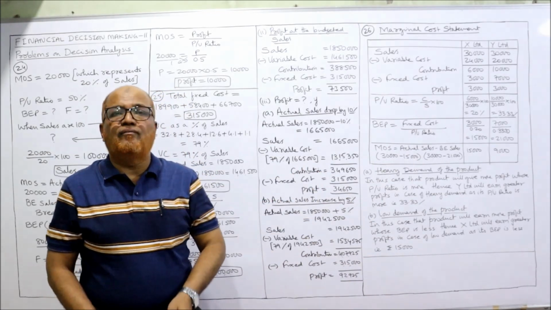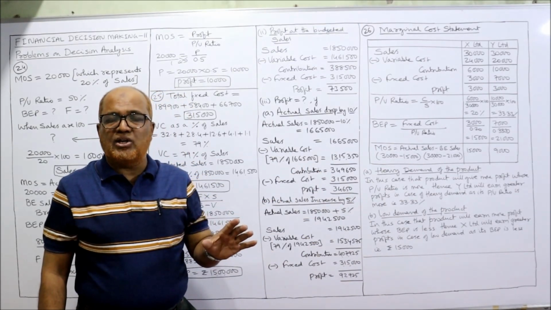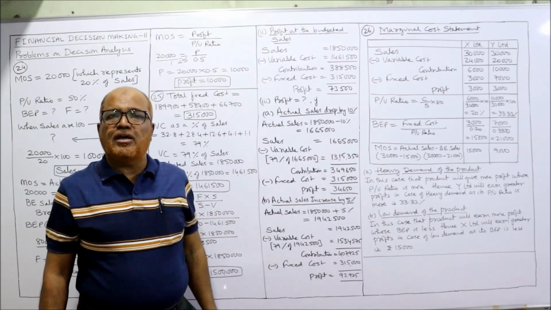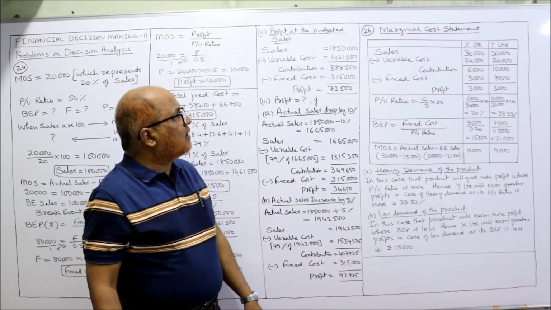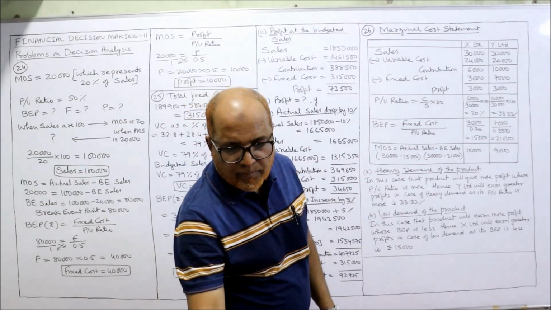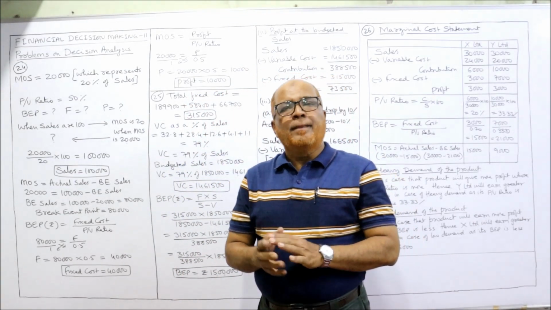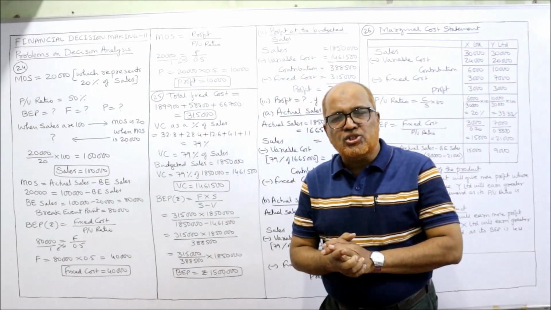So these problems are very, very important from examination point of view. These are decision making problems. So far we have completed 26 problems in CVP analysis. The next problem will continue in the next video.